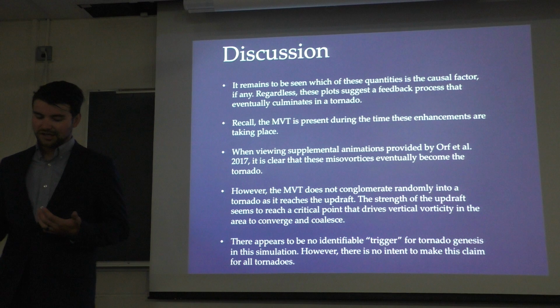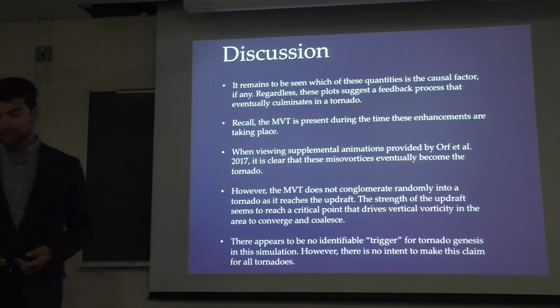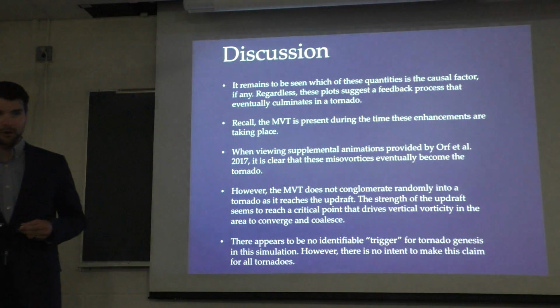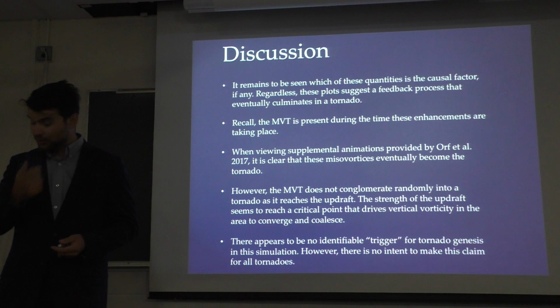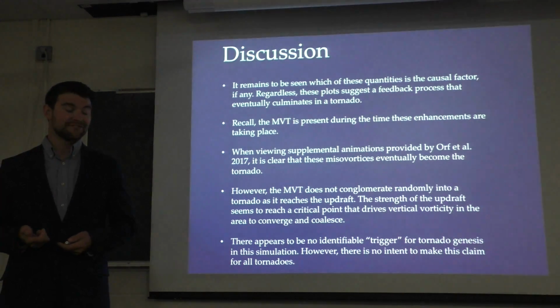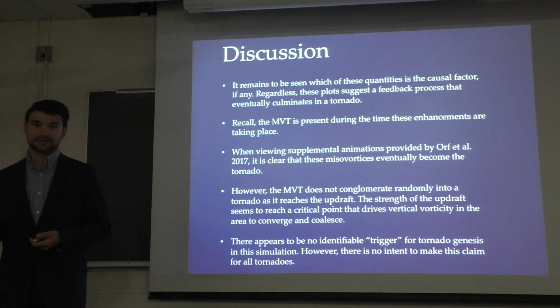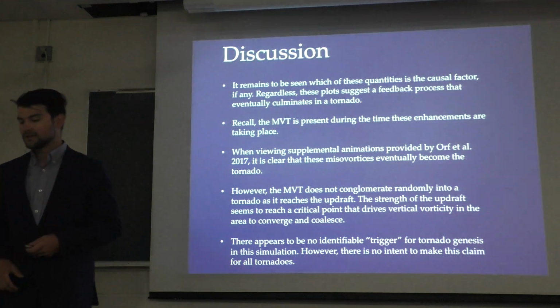But the NVT doesn't conglomerate randomly. It works in concert with these other processes. The strength of the updraft really seems to reach a critical point that drives vertical vorticity to coalesce. And there really appears to be no identifiable trigger. Like I had mentioned before, everything reaches a critical point, everything starts to coalesce, and then it happens.